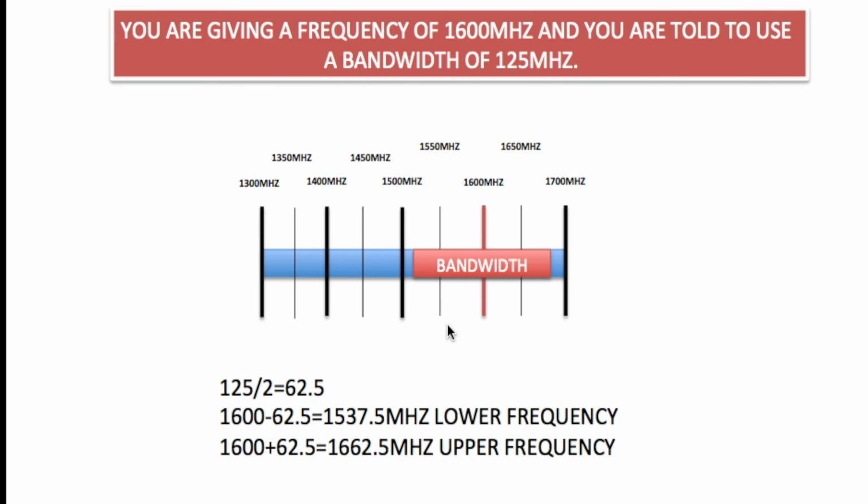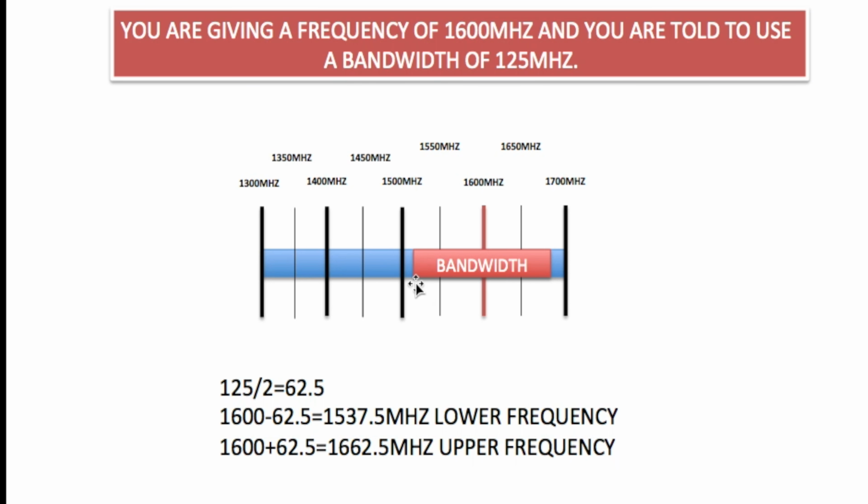So now we have our bandwidth, which starts at 1537.5 megahertz for the lower frequency, starting right here, and the upper frequency, which ends at 1662.5 megahertz, which ends right here. So we have our bandwidth with our 1600 megahertz being in the middle.